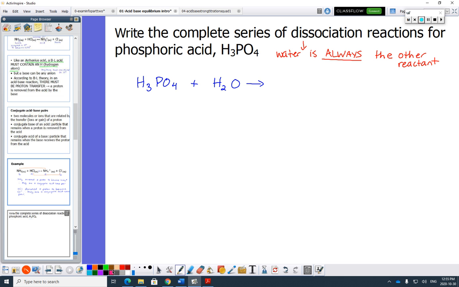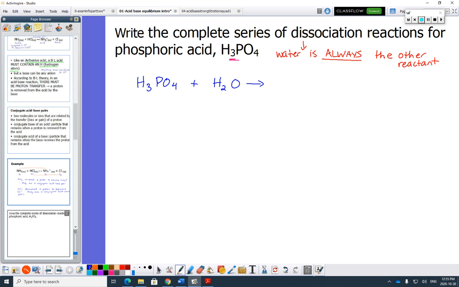It says write the complete series of dissociation equations for phosphoric acid, because phosphoric acid is special. How many hydrogens does phosphoric acid have? 3. So that means we are going to have to do 3 dissociation equations, one at a time. This is called a polyprotic acid, poly meaning more than one proton. This is fine, you can handle this, but when we go to do the math, having a polyprotic acid makes things much more difficult. So that's what you would do next year.